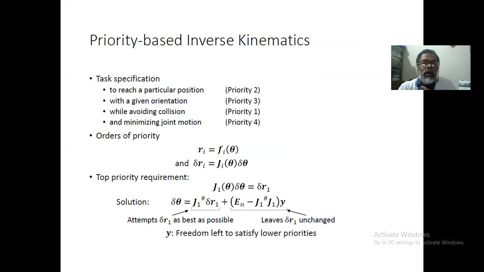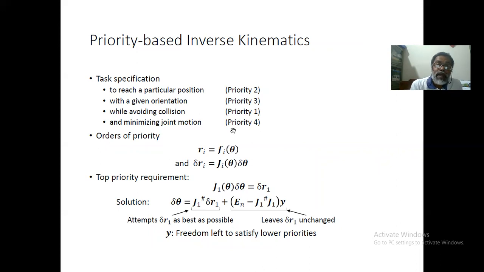Fine. Now we can attach priorities to these different aspects of the task. Suppose avoiding collision, we accord highest priority. To reach the position, we accord second priority. To reach with some orientation, we give the third priority. And finally, if some degrees of freedom are still left to address something more and we do not have anything, then we say beyond that, just minimize the joint motion. So suppose these are the four priorities.